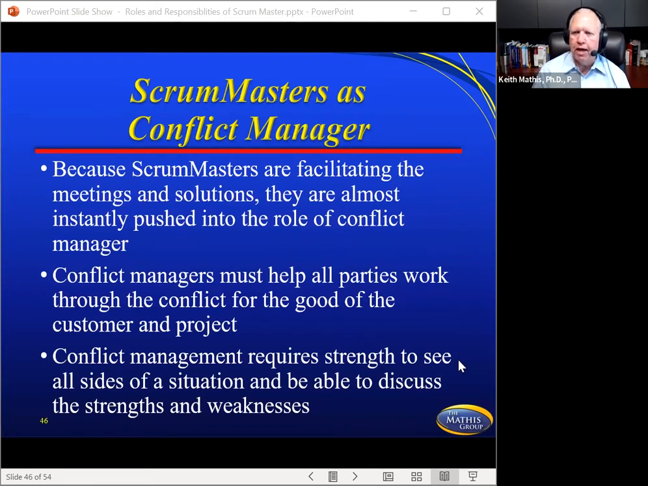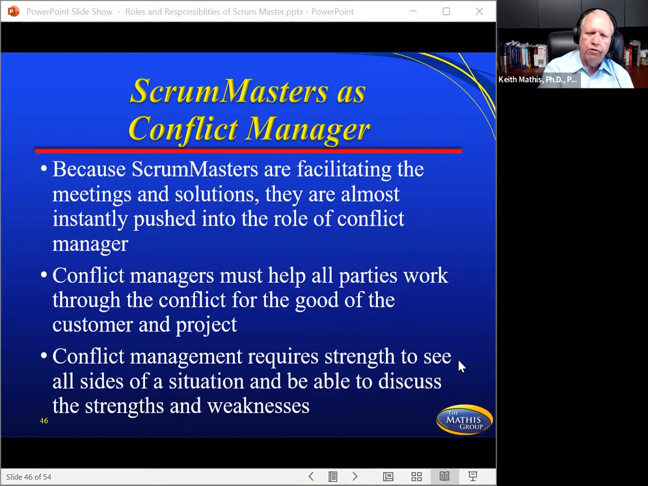Scrum Masters are going to be conflict managers. We hate it, don't we? But conflict is part of project management. So because Scrum Masters are facilitating meetings, you're almost instantly going to be pushed into the role of conflict manager. And so you've got to be able to say things softer and to be able to soften something that has come up, to be able to calm it down so that we can talk about it. You can't be part of the problem. You have to be part of the solution.